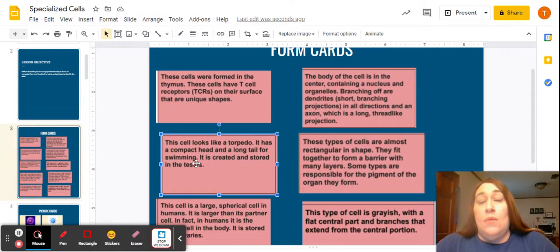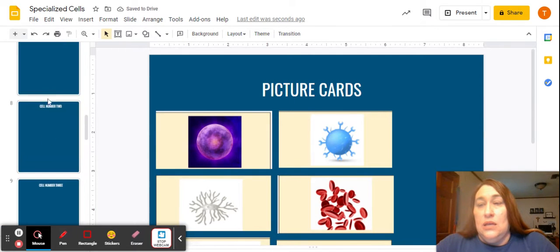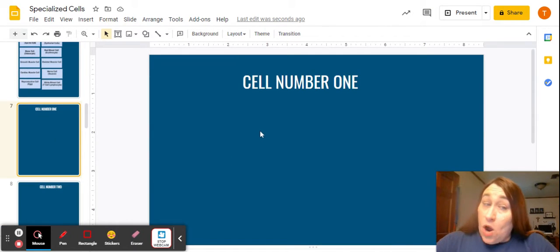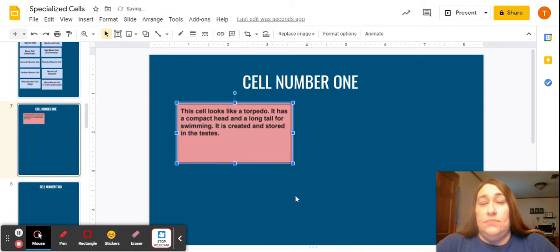I'm going to cut and paste. And I'm going to take that form card that I just read and paste it here under cell number 1. It does not matter which cell goes on which slide. The numbers don't matter. Okay, so let's look at the form card again. This cell looks like a torpedo. It has a compact head and a long tail for swimming. It is created and stored in the testes.